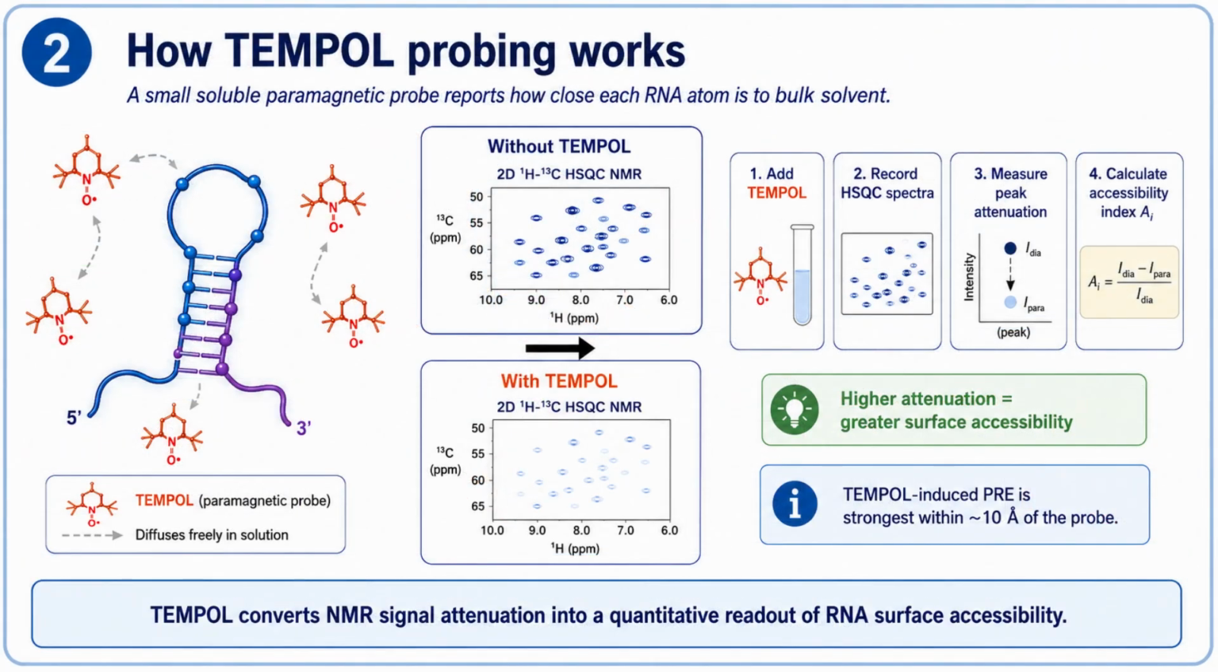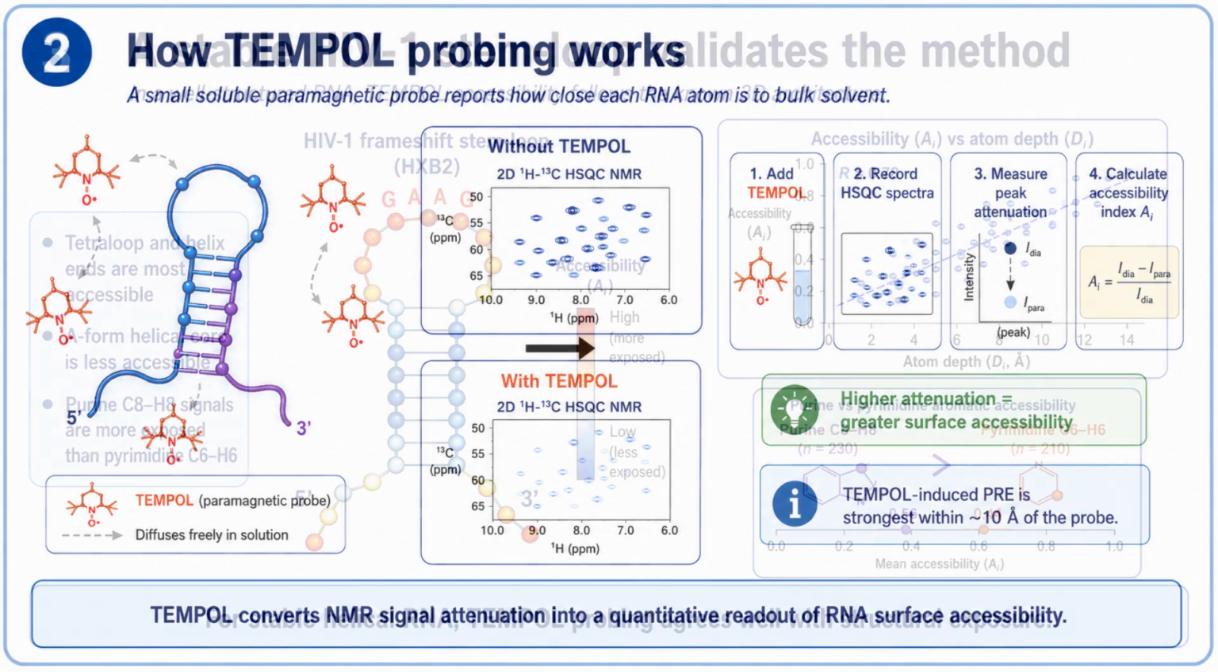TEMPOL diffuses freely in solution. When it approaches an RNA proton, its unpaired electron causes paramagnetic relaxation enhancement, which weakens the corresponding NMR signal. Stronger attenuation means that atom is more accessible to bulk solvent. By comparing proton-carbon HSQC spectra recorded with and without TEMPOL, the authors convert signal loss into an accessibility index.